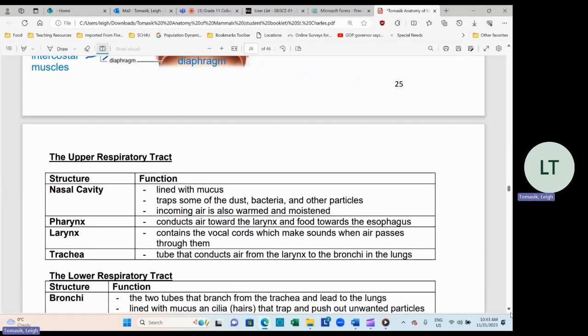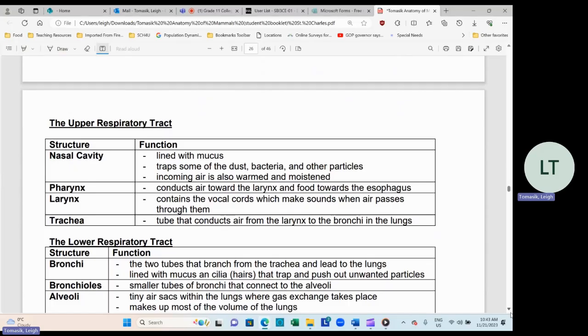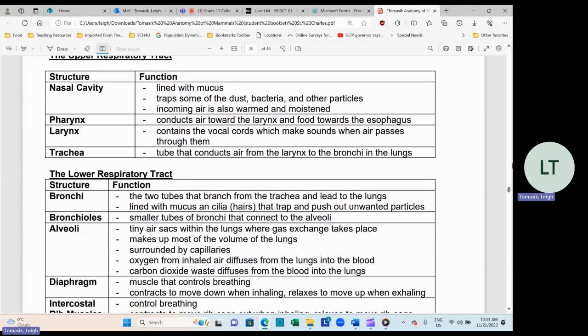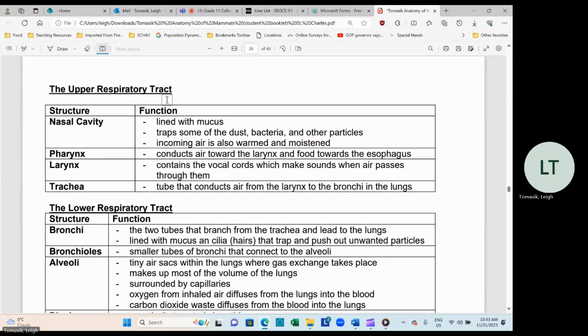Okay, so let's review the functions that each organ of the respiratory tract does. So remember, organs are parts of your body that contain different tissues that do a job, right? A little job, and the little jobs help the organ systems do their functions.